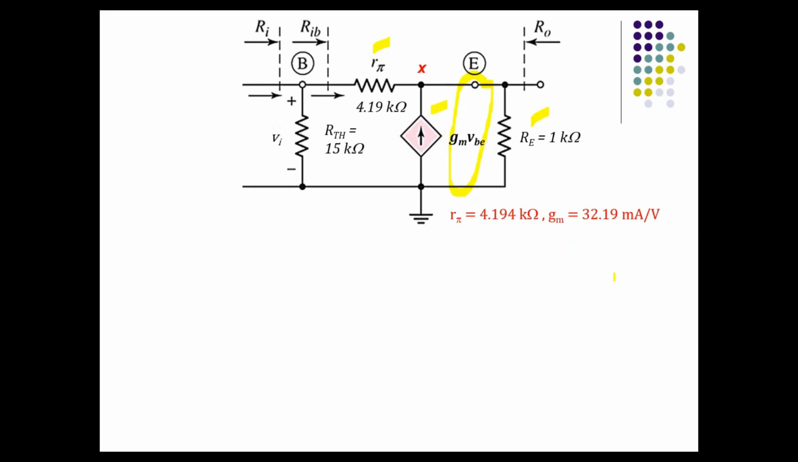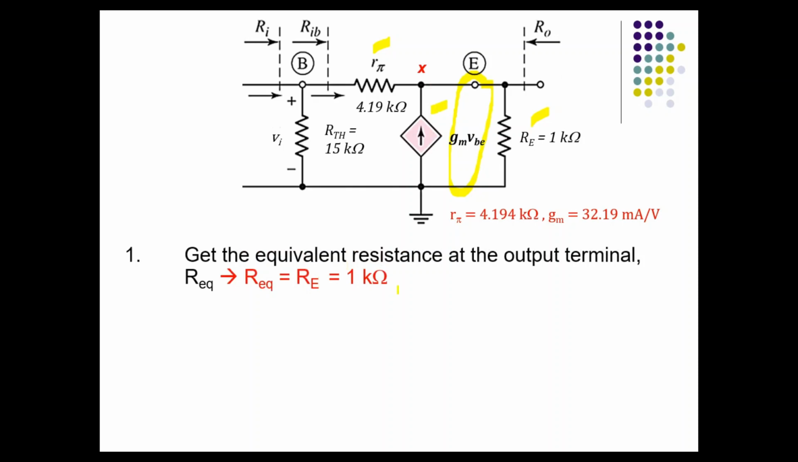So just follow the steps. What do you think the R equivalent is going to be? It will just be RE, right? Because there is no small R naught. So R equivalent is RE, 1 kilo ohm. Second step is the calculation of I naught.